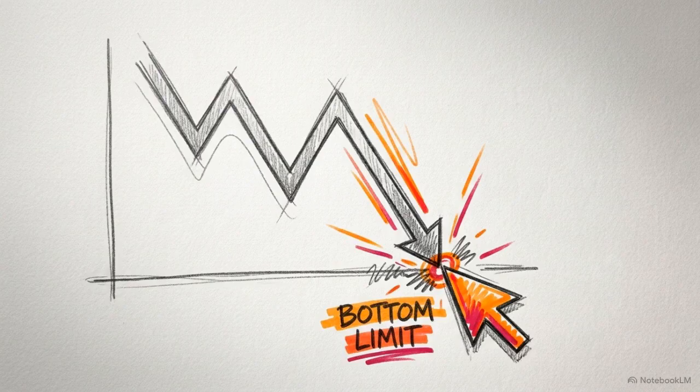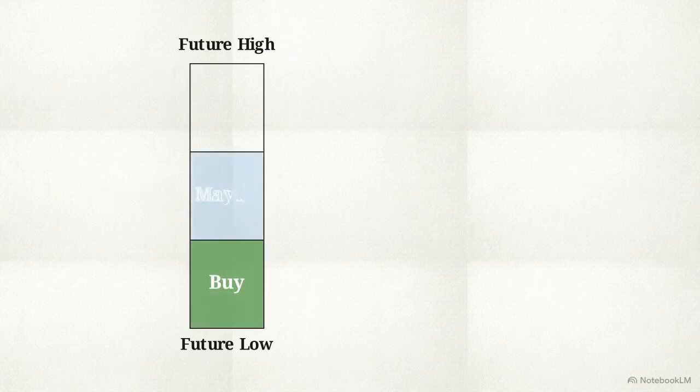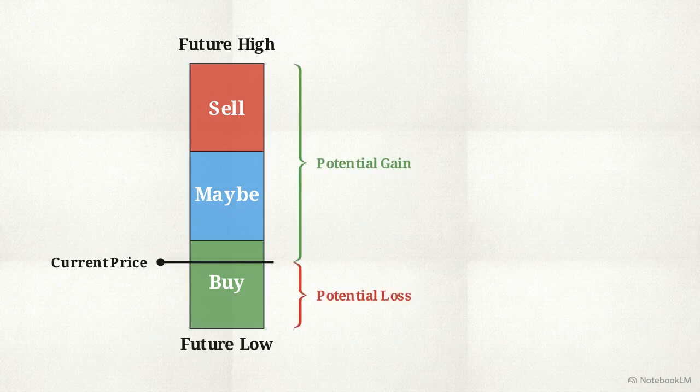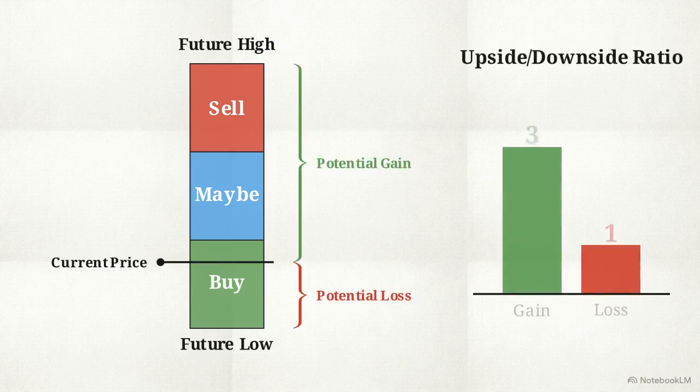A common method is to reference the stock's lowest trading price during a recent market downturn to establish a potential floor. This chart shows the spread between your future low and future high prices. Divide that total dollar range into 3 equal parts. The bottom third is your buy zone, the middle is the maybe zone, and the top third is your sell zone. Finally, calculate the upside-downside ratio by comparing your potential gain against your potential loss.